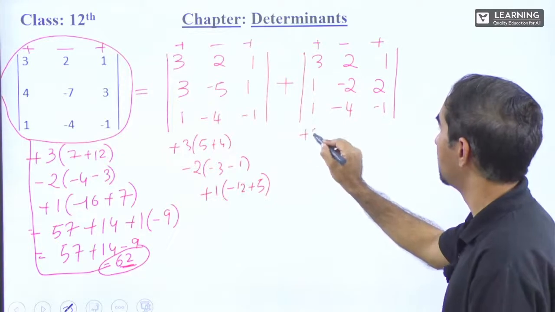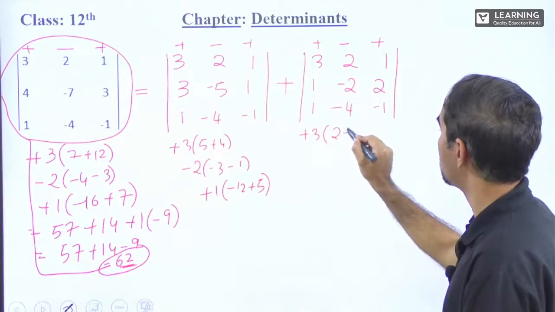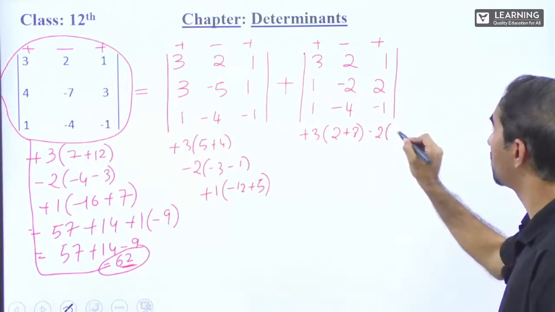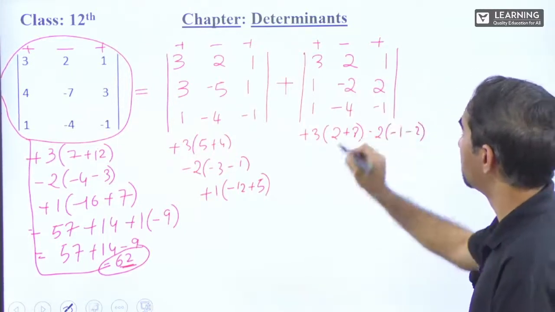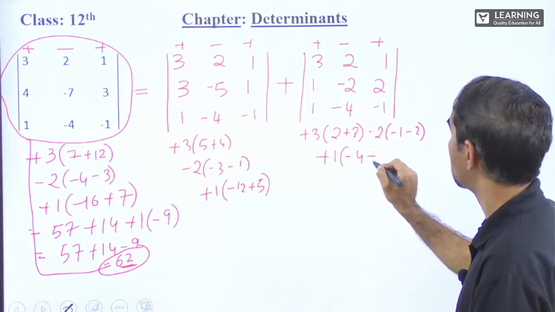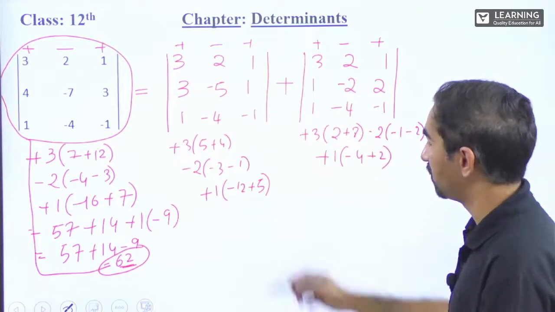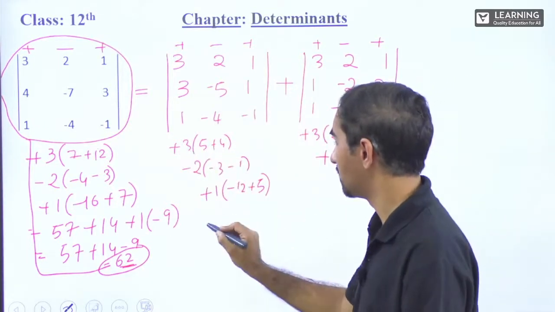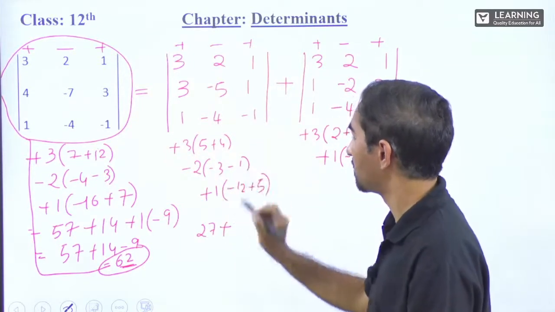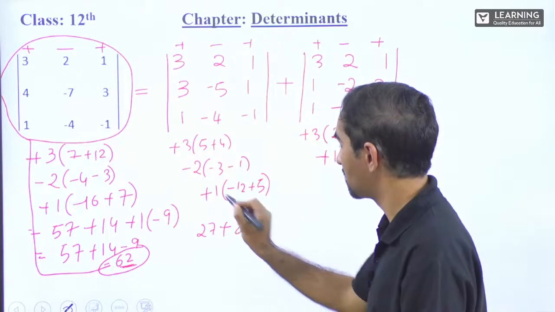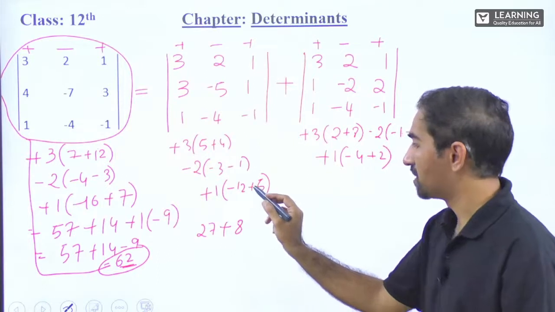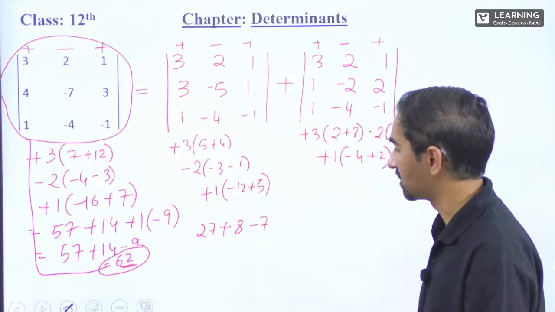Okay, we'll expand the determinant along the first row here also, plus, minus and plus. So here we'll write plus 3 of 2 plus 8, minus 2 of minus 1 minus 2, and plus 1 of minus 4 plus 2. Find out the values of this. So 3 into 9 is 27. Minus into minus will become plus. Minus 2 into minus 4 is plus 8. Plus 1 as it is. Minus 12 plus 5 is minus 7. So here we are getting minus 7.